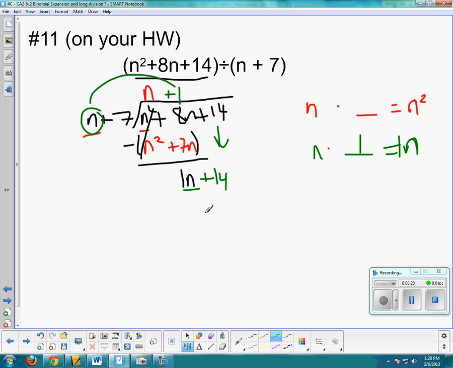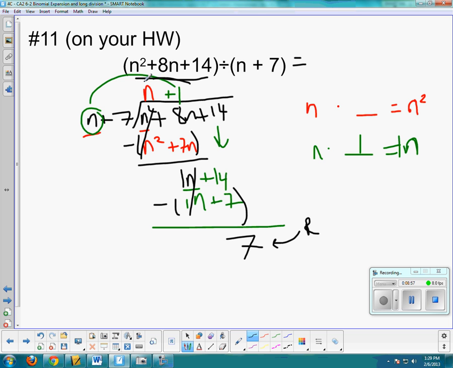Now I'm going to take 1, n times 1 is 1n, sorry, 1 times 7 is 7. I'm going to go ahead and subtract. 1n minus 1n goes away, and 14 minus 7 is 7. Like I said, when you get to just numbers at the bottom, you are done. If that number is not 0, then you have a remainder. So my answer is everything that's on top, which is n plus 1, plus my remainder, which is 7 over n plus 7.